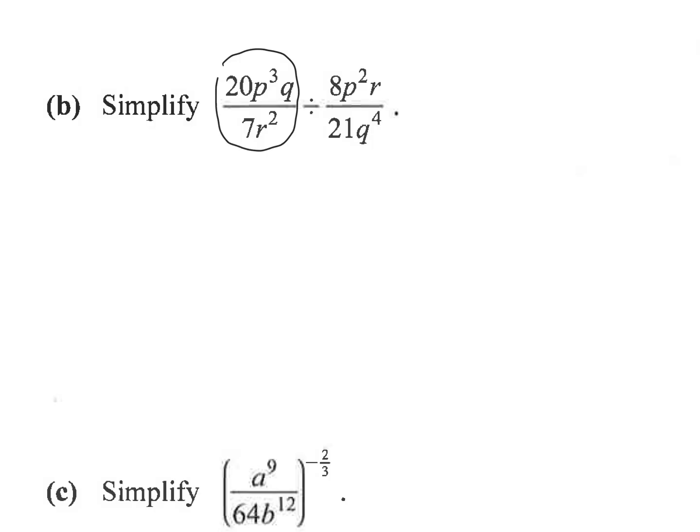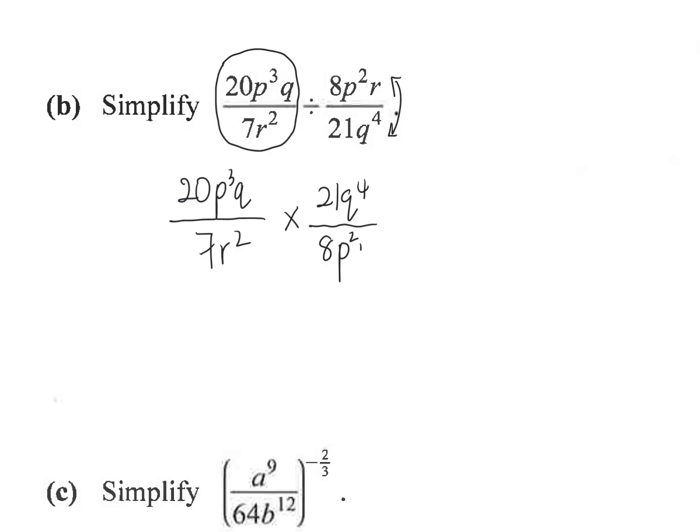Keep this thing as what it is. Change the sign to times. Flip the second fraction. So cancel out all the terms that are the same.